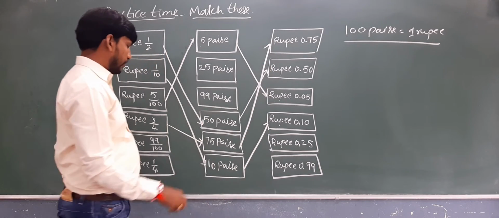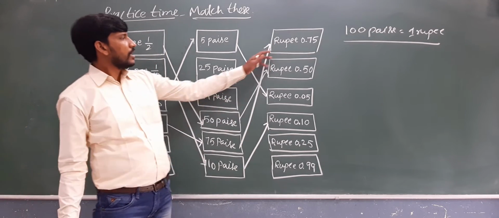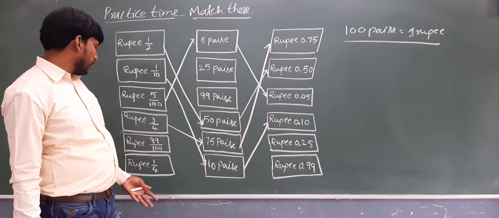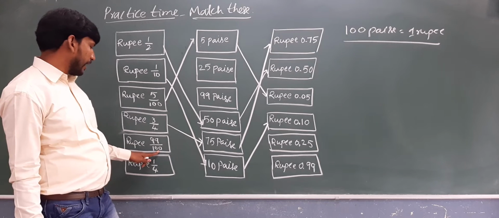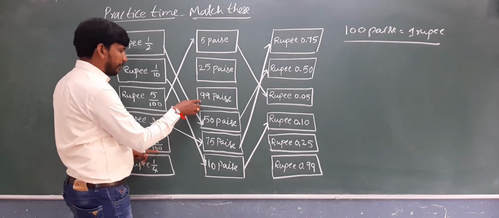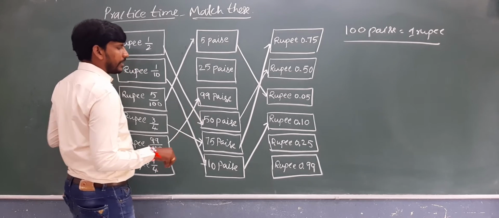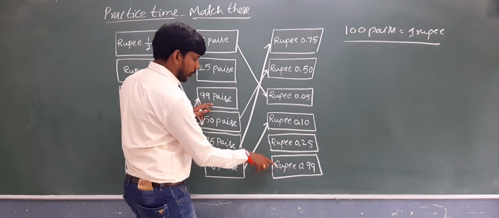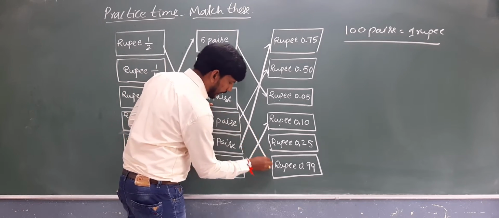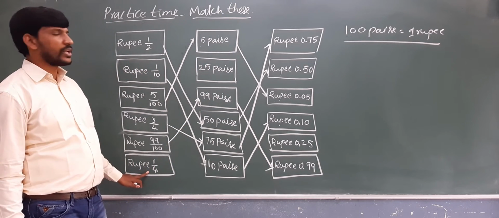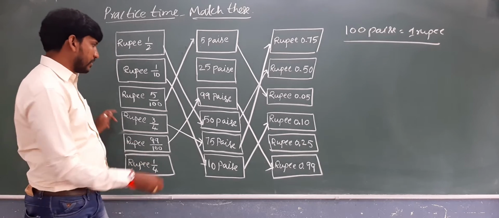Clear? So 75 paise is nothing but 0.75 rupee. What is the leftover part here? 99 by 100. 99 by 100 is nothing but 99 paise. Okay? 99 paise. Now 99 paise is nothing but how many rupees? 0.99 rupee. The last one is rupee 1 by 4, which is nothing but 25 paise.